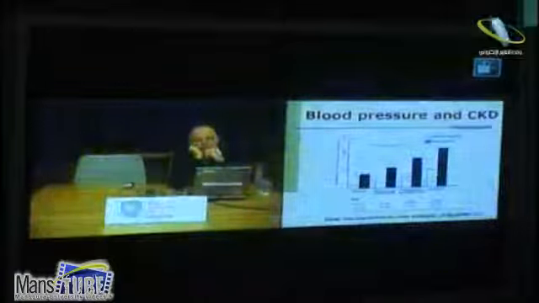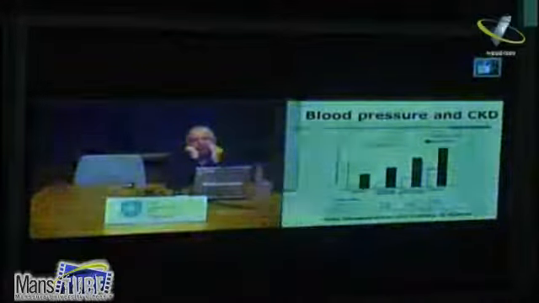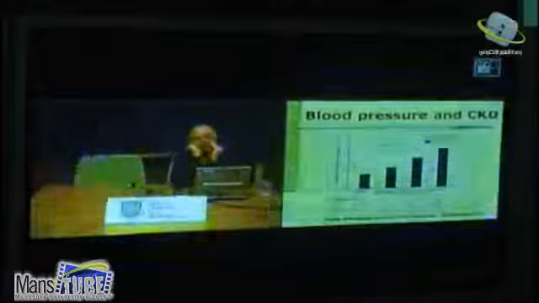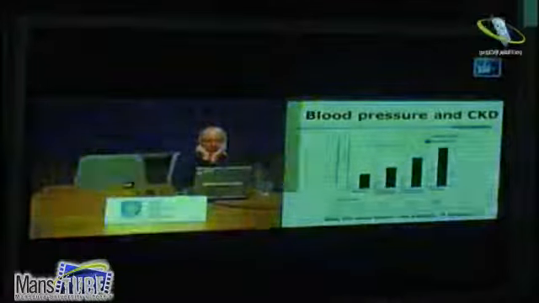How did they define chronic kidney disease in that study? Is it microalbuminuria? No, it's measured GFR, and yes, with albuminuria, yes. GFR, because it depends how they define CKD. If it is microalbuminuria, then of course all these people will have CKD.